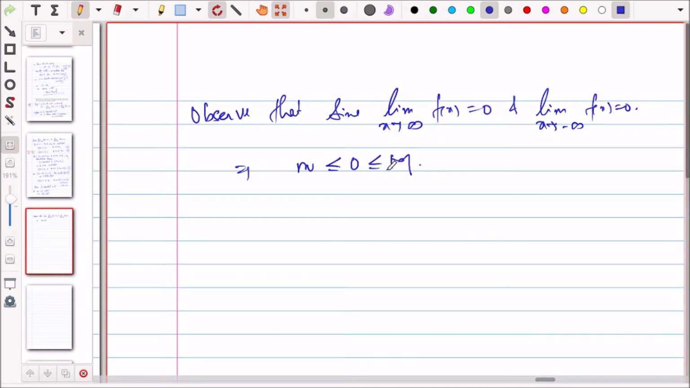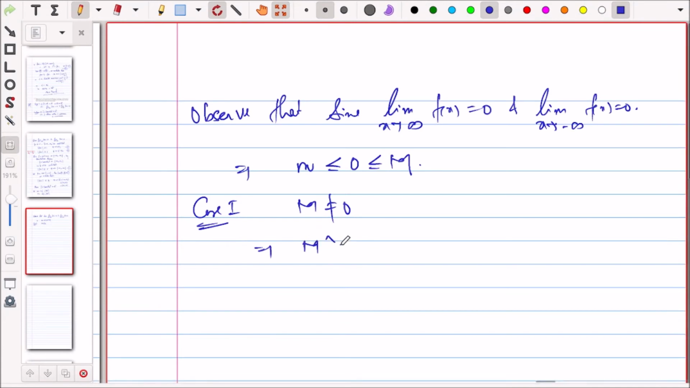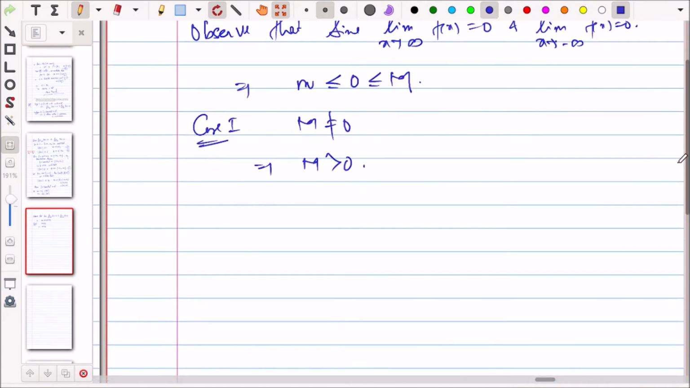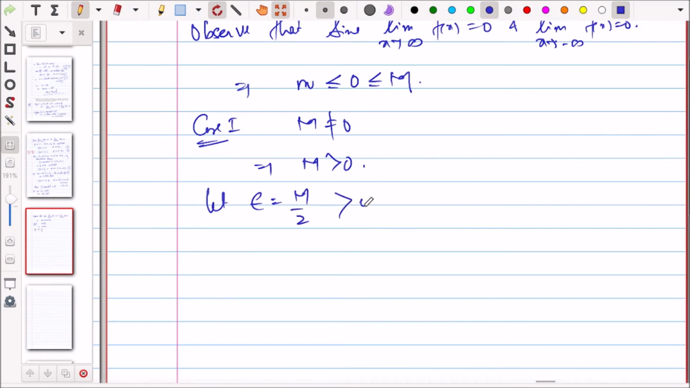So your capital M is either 0 or it should be positive, and your small m should be either 0 or it should be negative. So now we have two cases. Case 1, when M is not equal to 0. In this case we will show that this supremum is attained. So for that we assume that, because M is not equal to 0, this implies M is greater than 0. So let epsilon equal to M by 2, greater than 0.